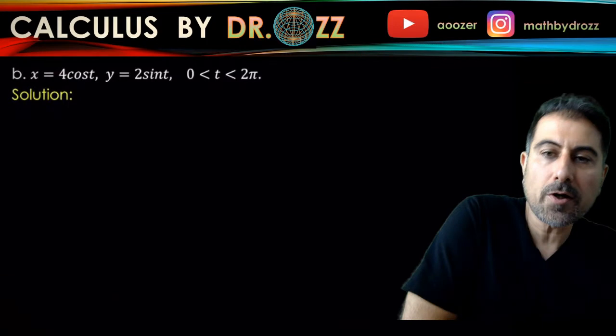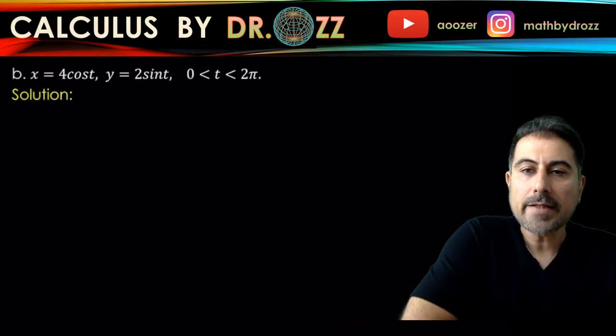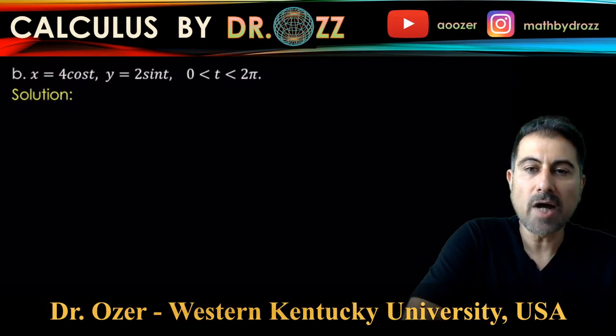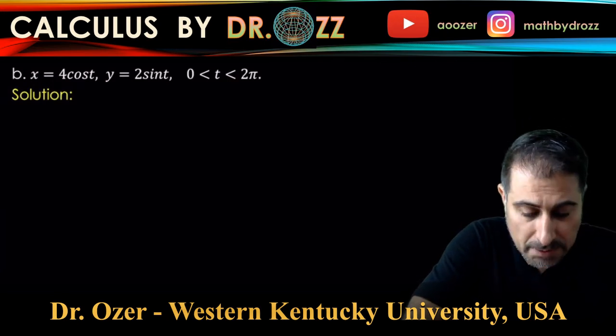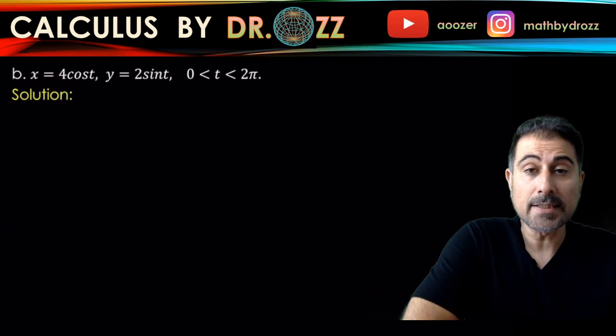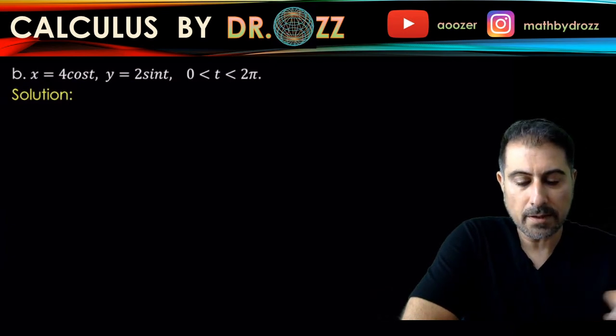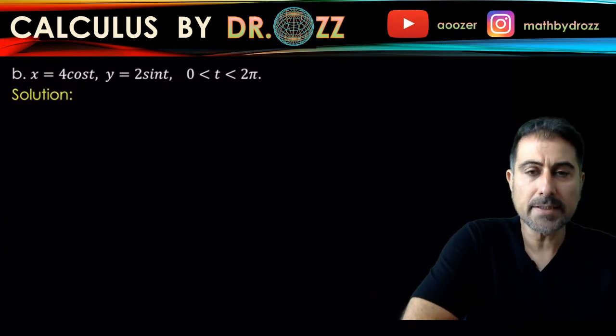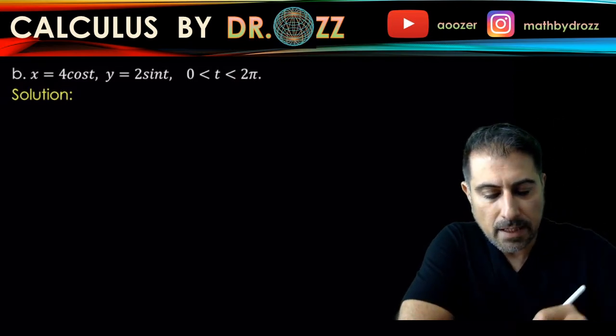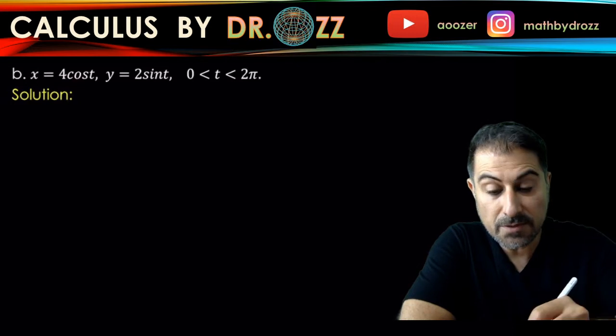All right, let's look at part B. We have x equals 4 cosine t and y equals 2 sine t, and the t interval is specifically prescribed for us. Cosine and sine are 2 pi periodic functions, so we're talking about the one period corresponding to this. Okay, so let's go ahead and look at dy over dx.